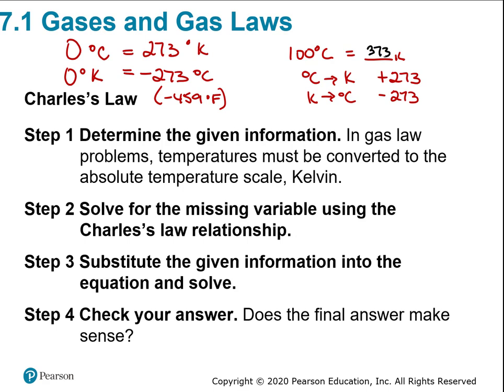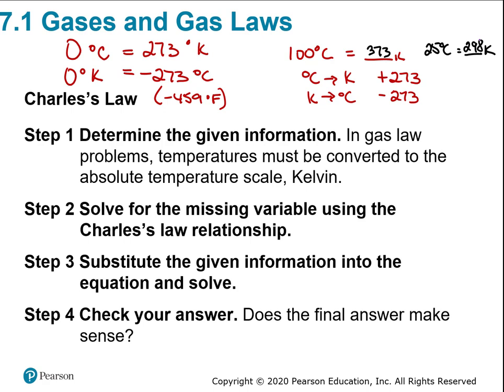373. So to go from Celsius to Kelvin, just add 273. So what if I had 25 degrees Celsius? What would that be in Kelvin? 25 degrees Celsius, remember, is room temperature. If I'm going from Celsius to Kelvin, I'm adding. 298. I just add 273.